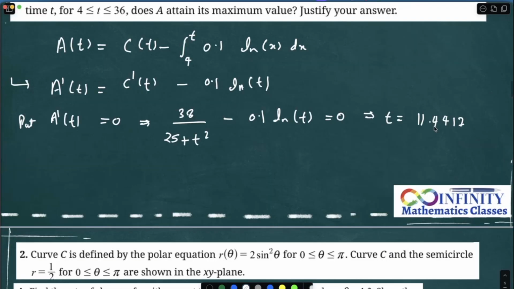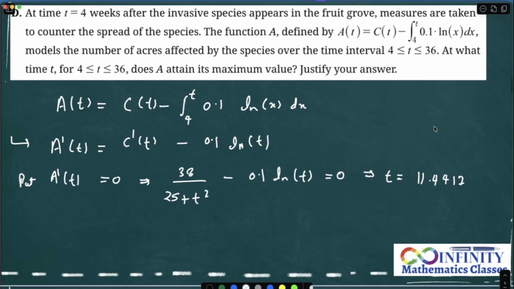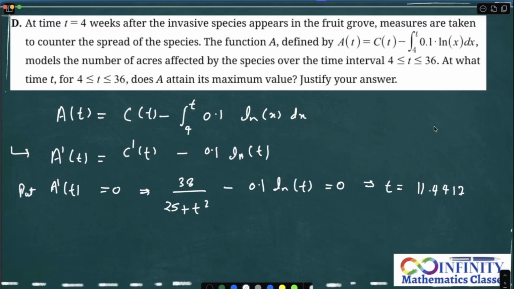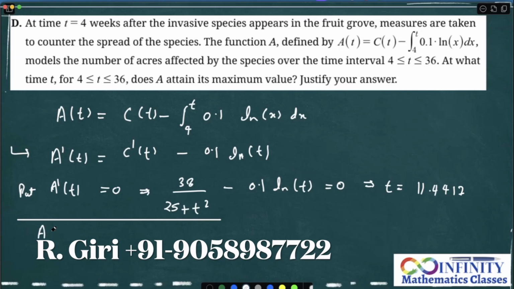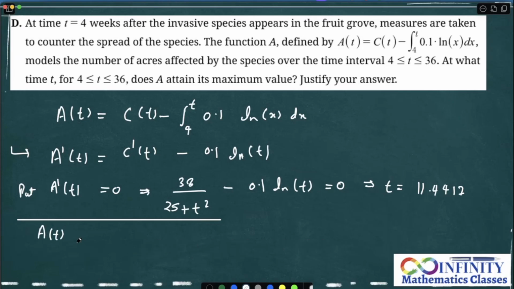Using the calculator, you need to find out. Now, because I was looking for maxima and minima within the interval 4 to 36, we need to test the value of A at 3 different points. What are those 3 different points? You need to find the value of A at t equals 4, at t equals what we obtained, 11.4417, and at the point t equals 36. These are the endpoints, and this is going to be the critical point for you. Clear? This is going to be the candidates test.